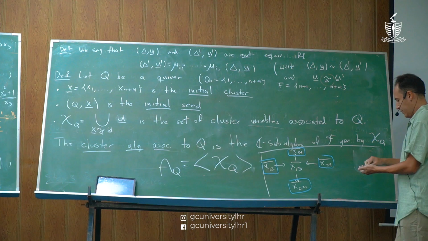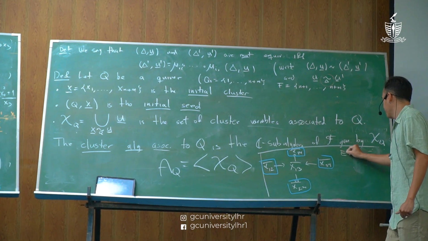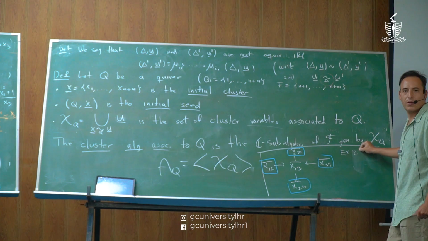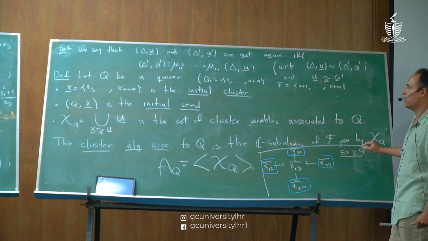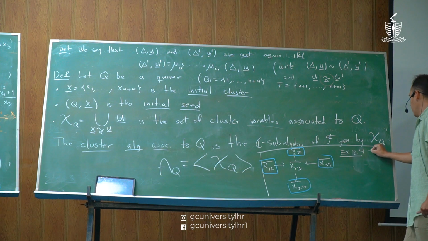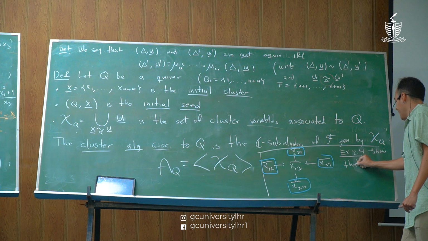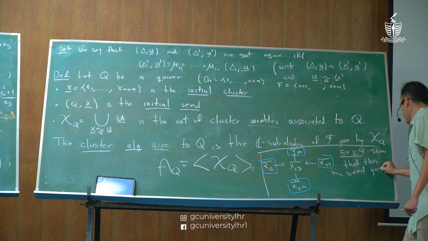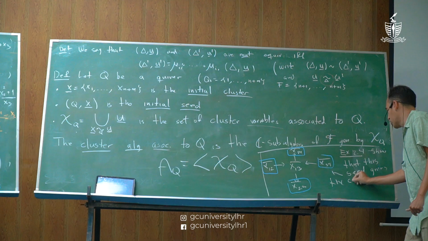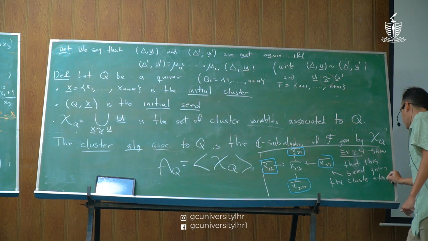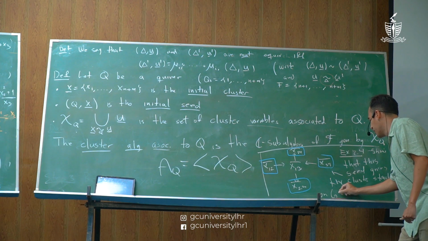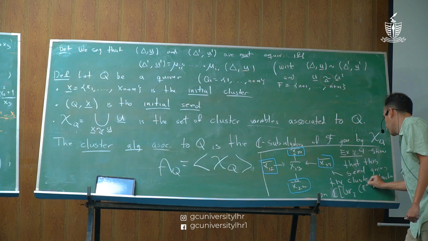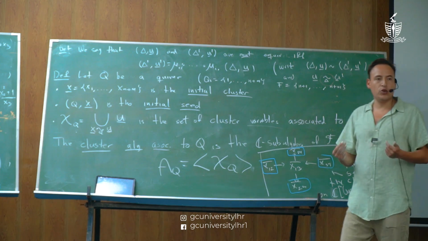So exercise 2.4: show that this seed, this one, gives the cluster structure on the coordinate ring of the Grassmannian of two planes in C^4. Okay? So as I'm telling you, this is not a property, it's a structure.